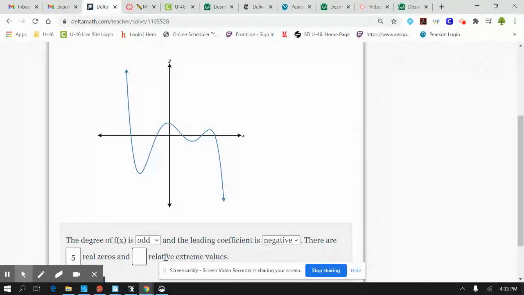And how many relative extreme values? So they mean extreme y values. So here's an extreme y value right down there. That's a relative minimum. This is an extreme y value, a relative maximum. Here's another relative minimum, and here's another relative maximum, these y values. So there was 1, 2, 3, 4.